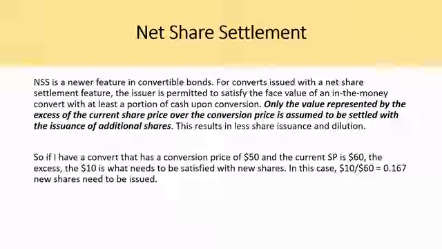So if I have a convert that has a conversion price of $50 and the current share price is $60, the excess, the $10, is what needs to be satisfied with new shares. In this case, you would divide the excess by the existing share price to calculate 0.167 new shares that need to be issued in that case.